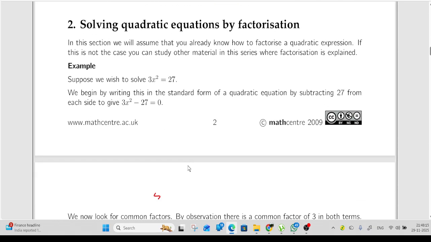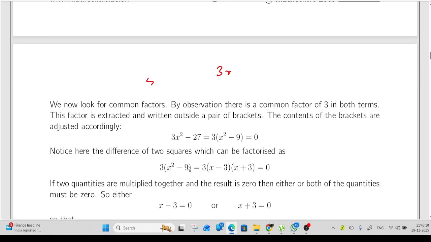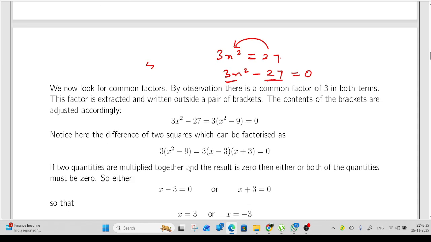So let's take an example. We have 3x square is equal to 27. First we take this 27 to the other side of the equal sign. This positive 27 will become negative 27 and we get 0 on this side. Now 3 and 27, their common factor is 3. So we can take 3 out, right? If I take 3 out, in the first term only x square will be there, and 3 times 9 is 27, so we are going to have 9 here. So if we take 3 out, we get x square minus 9 is equal to 0.